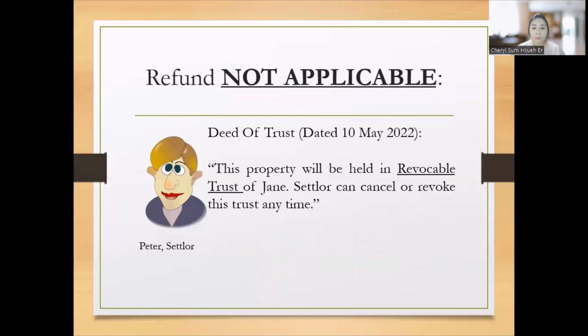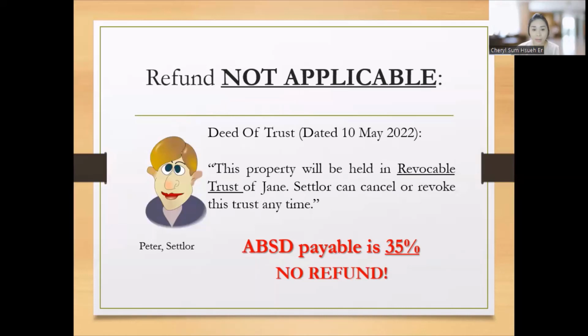The last scenario is this. If the property is held in a revocable trust, whereby the settlor can cancel or revoke this trust anytime, then such a trust is not going to fulfill the criteria for a refund either. So ABSD is still payable at the 35% flat rate. There will be no refund as well. That's what this newly minted rule is talking about.